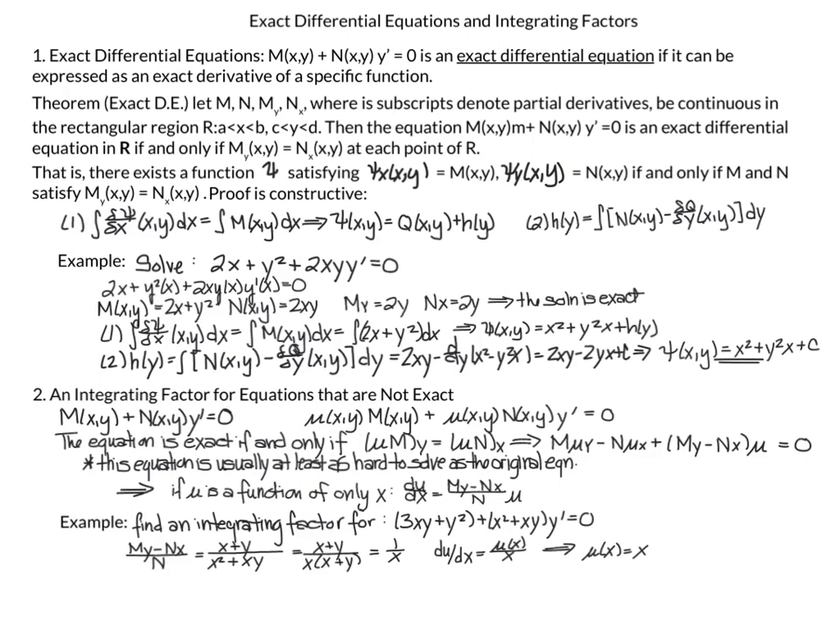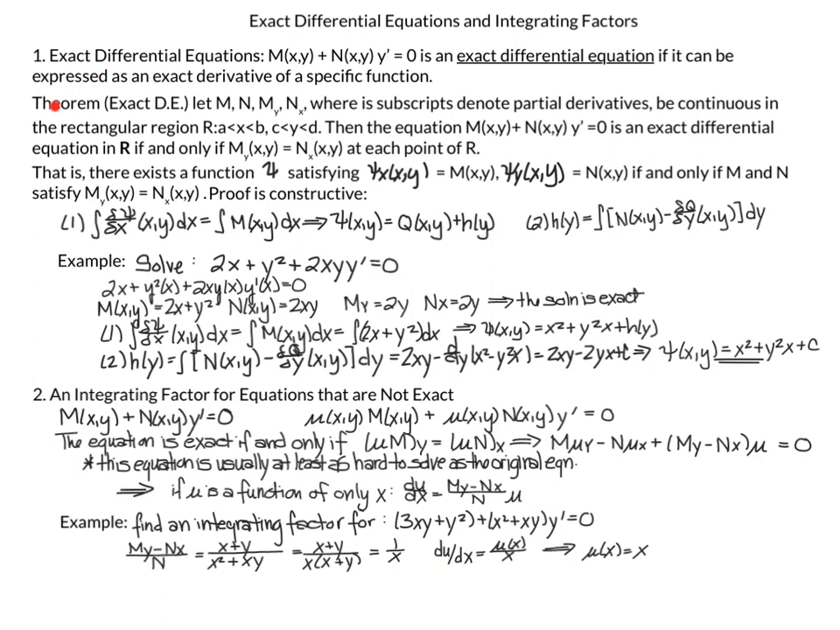In this video, we are going to talk about exact differential equations. We'll start with the definition, which is if you have a differential equation, M(x,y) plus N(x,y) times y prime equals 0, it's considered an exact differential equation if this part here can be expressed as an exact derivative of a specific function. And that specific function we're going to call psi, and the derivative of psi will give us our M plus N y prime.